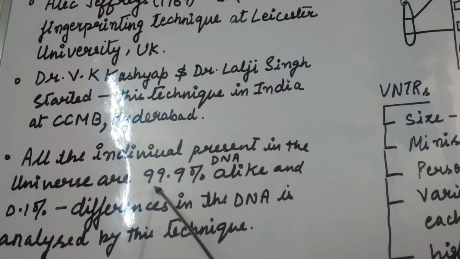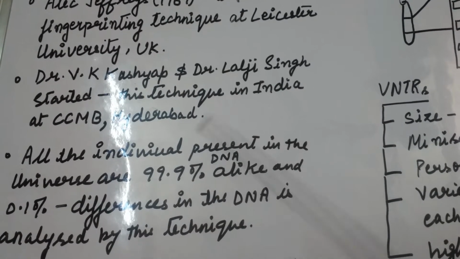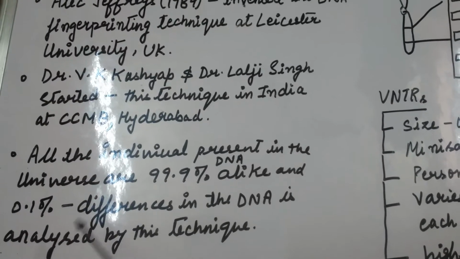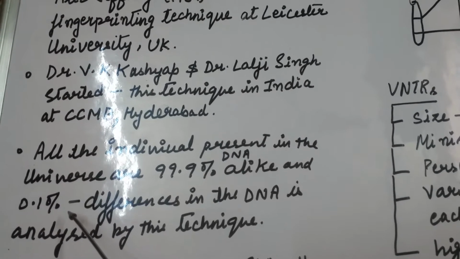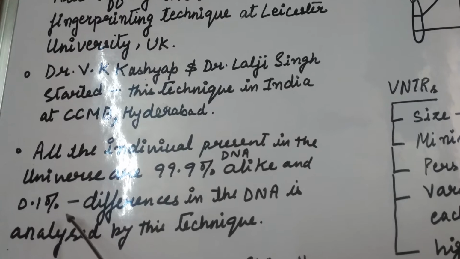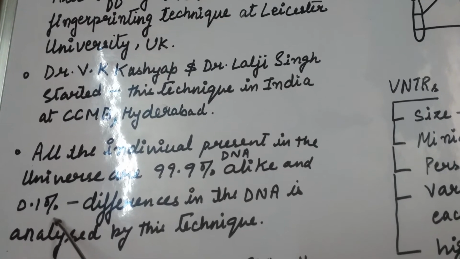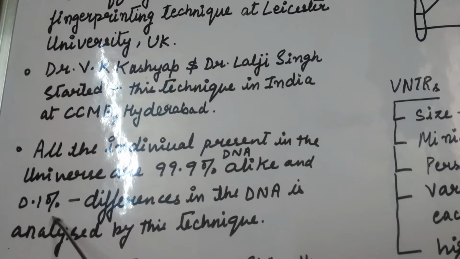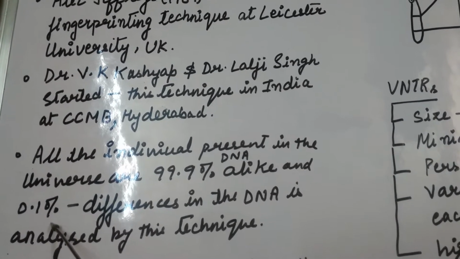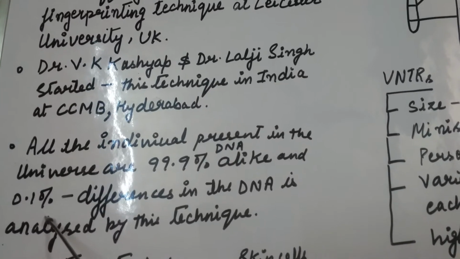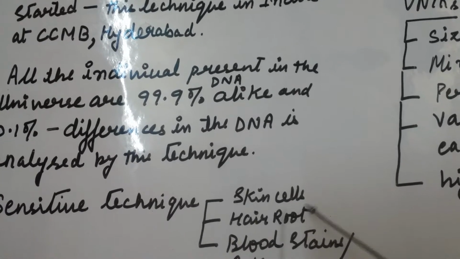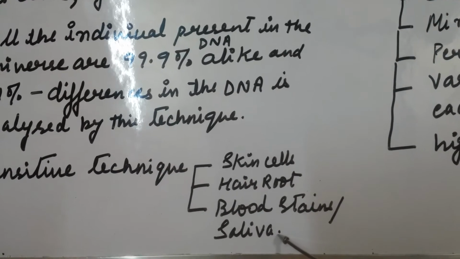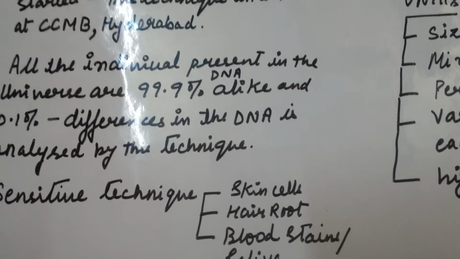DNA of individuals is almost 99% alike, but the difference in the remaining 1% makes one individual different from another, and these differences in the DNA are analyzed by the technique called DNA profiling, DNA typing or DNA fingerprinting. This is a very sensitive technique which may use skin cells, hair root, blood stains and even saliva as raw material for the analysis.